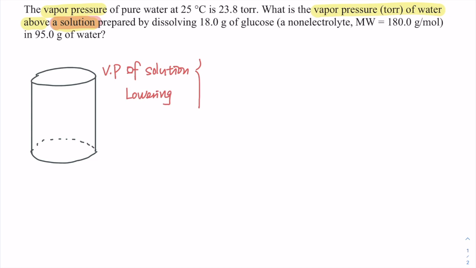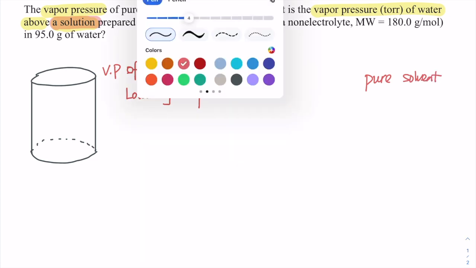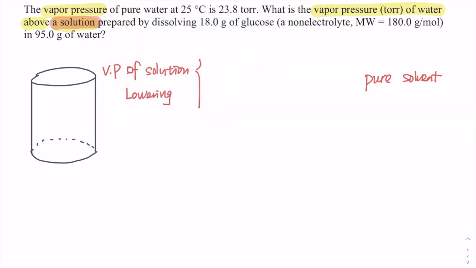What do you mean by lowering? It's a comparison. Compared to what? Compared to just the pure solvent. So what's the pure solvent for this question? Our pure solvent is water. How do you know? The question asks for the vapor pressure of water above a solution, and we have 18 grams of glucose in water.